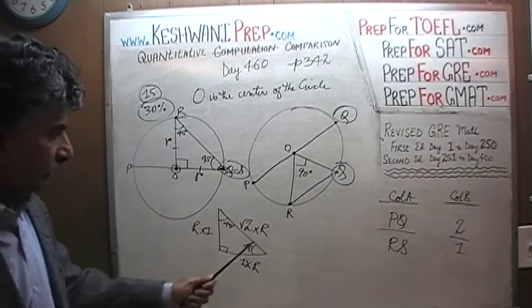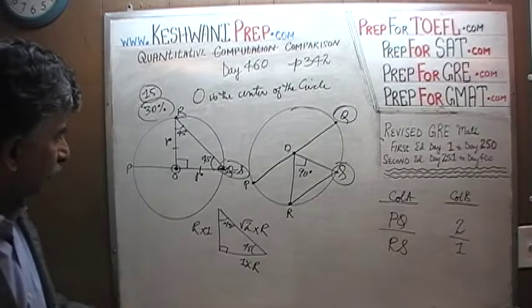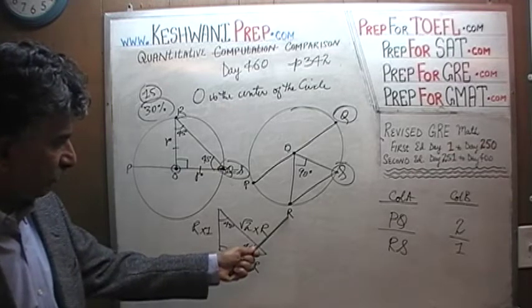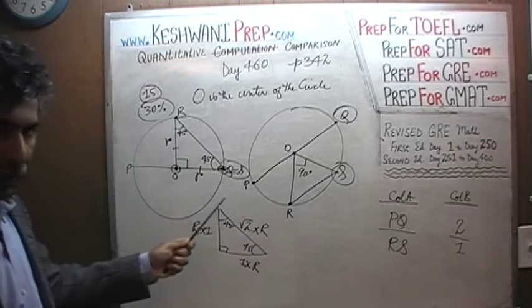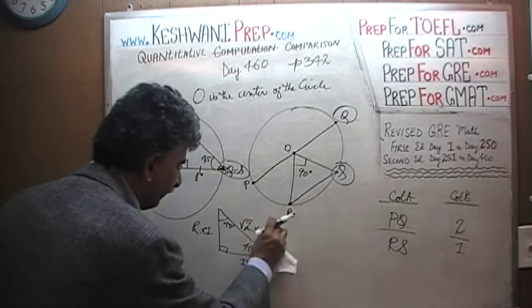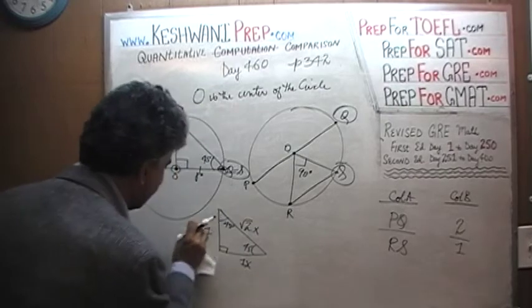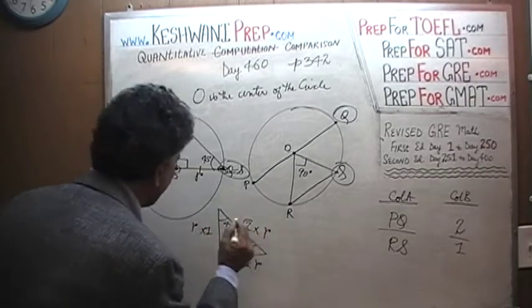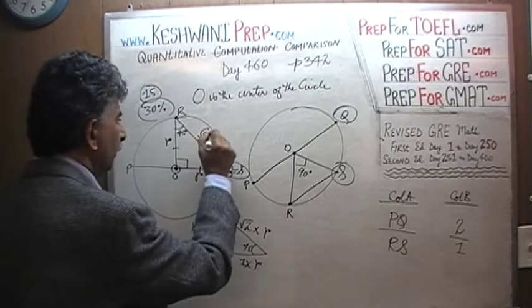R is the radius. I should not have put a capital R for two reasons: that capital R is going to confuse with this point R, and I already used small r to represent the radius. So this is our radius. So 1 times r is going to be root 2 times r. So this side is going to be root 2 times r.